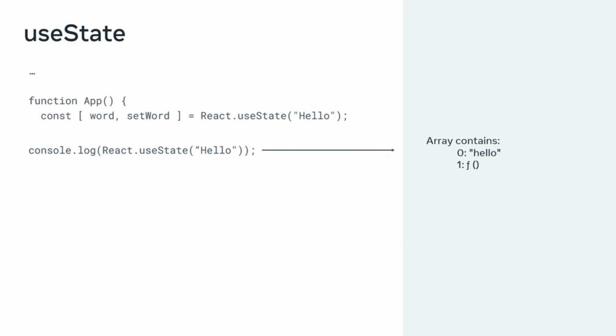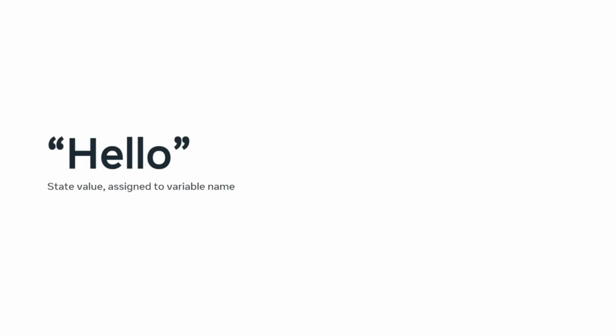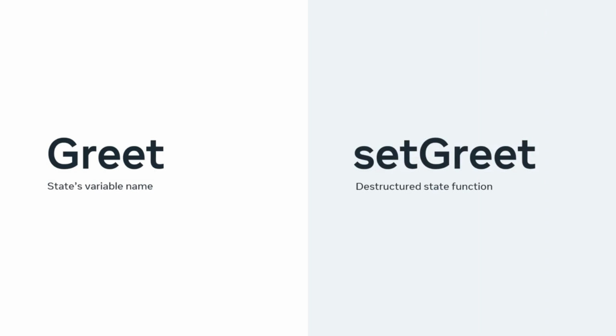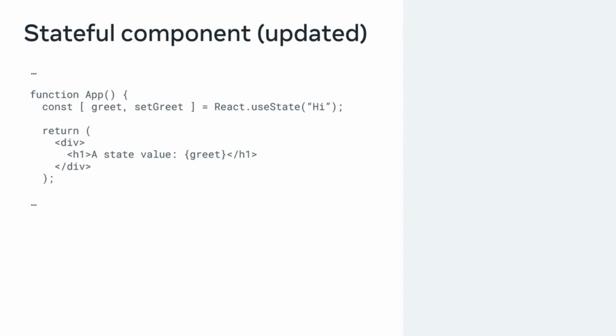The output reveals an array holding two things: the string hello and a function. In this case, hello is the state value assigned to the word state variable. The function is a built-in one that is not declared. The function can be destructured with any name you'd like, but there is a convention to follow. If you set the state's variable name to be greet, then the destructured state function should be setGreet. This is because the second destructured variable is a function that will be used to update the state of the variable. So, let's examine an updated version of the stateful function component.